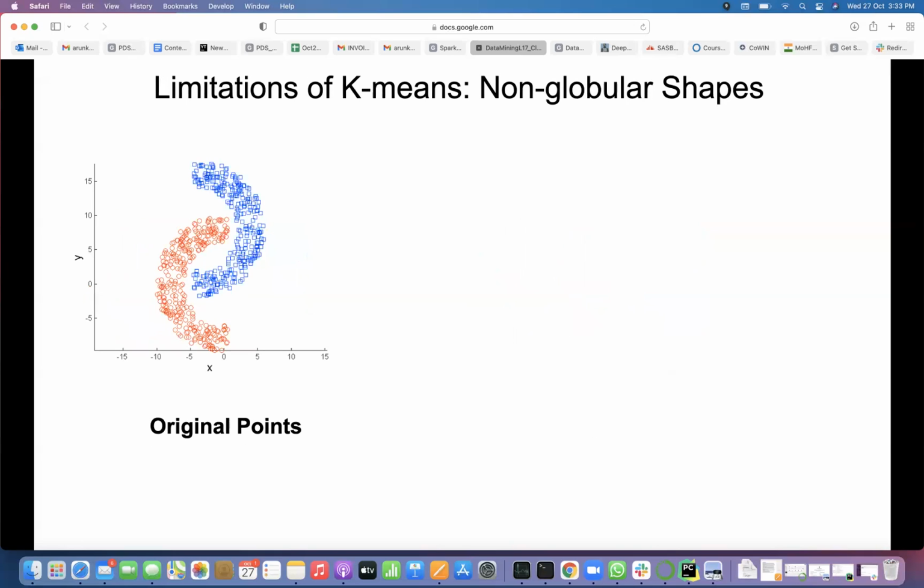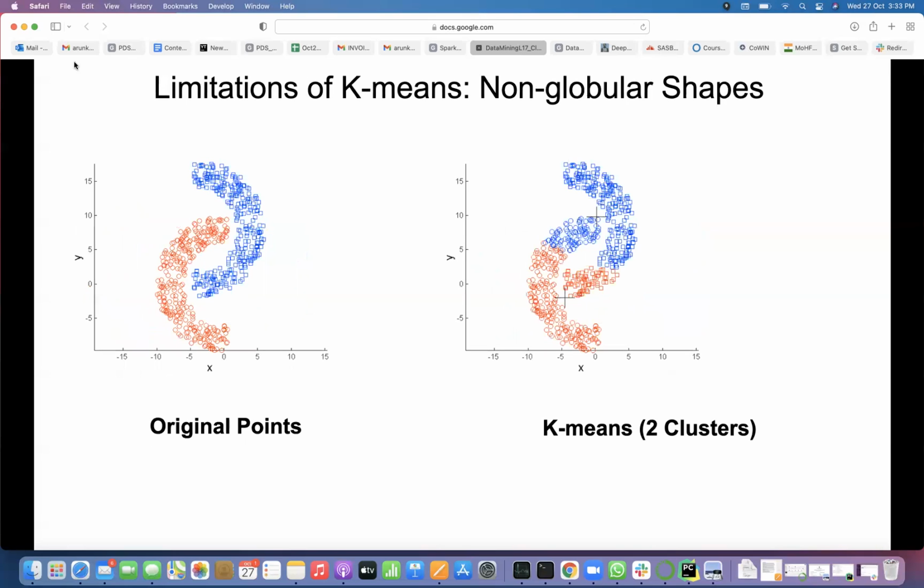Then non-globular shapes. When you use k-means, you will always get globular types of clusters. But if your real clusters are like this and you use k-means, then they are disturbed. The original clusters are changed into new clusters, so the original clusters are disturbed here.